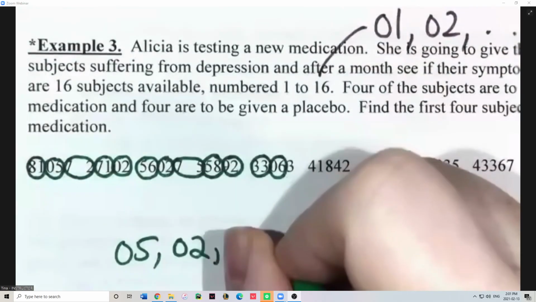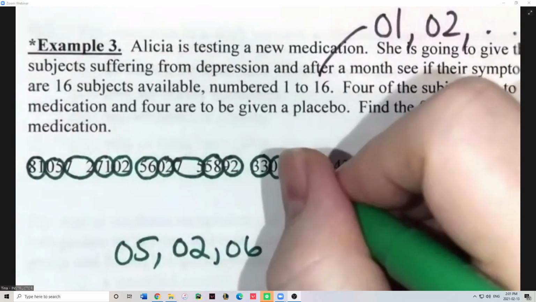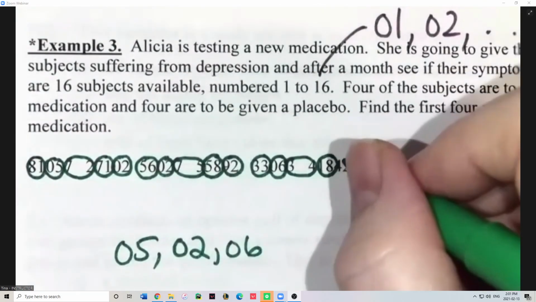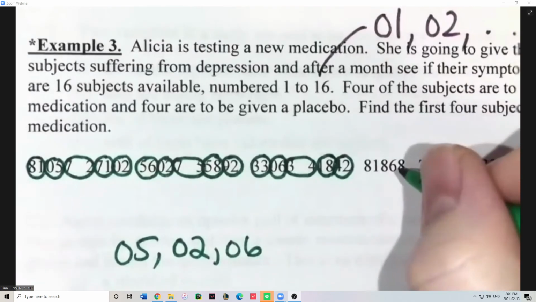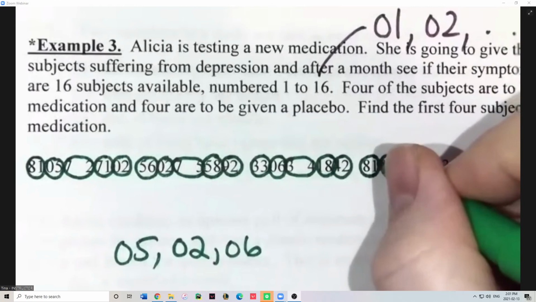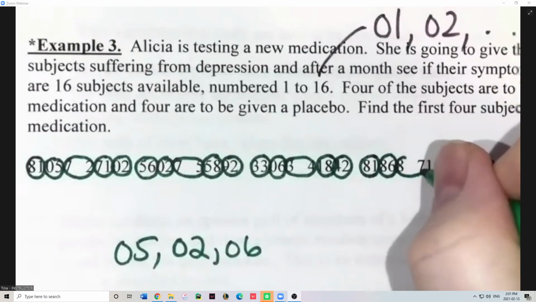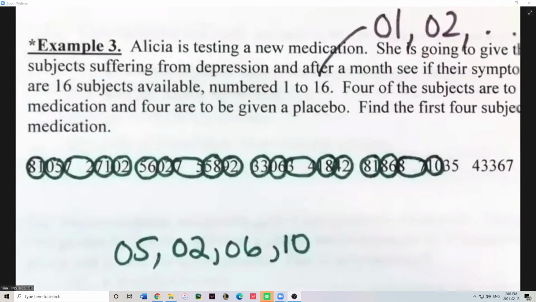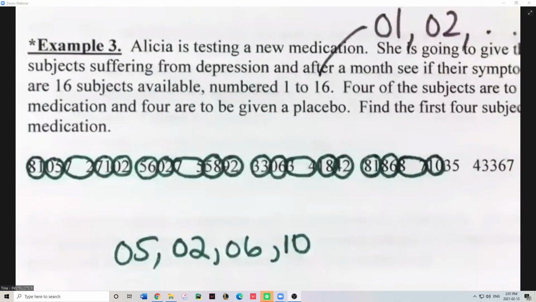92, too big. 33, too big. 06. 34, too big. 18, still bigger than 16, too big. 42, too big. 81, too big. 86, too big. 87, too big. And 10. So those would be the 4 we would take.